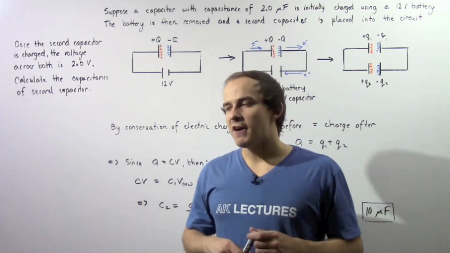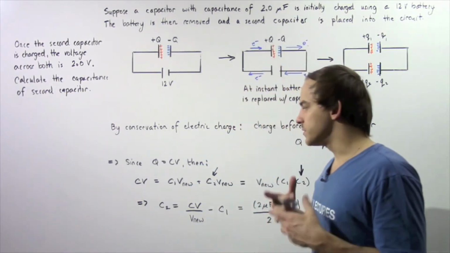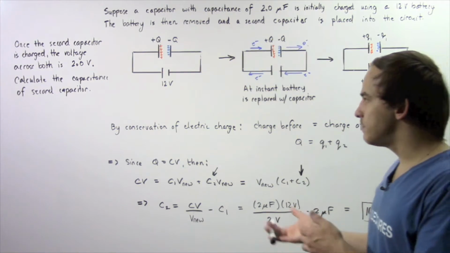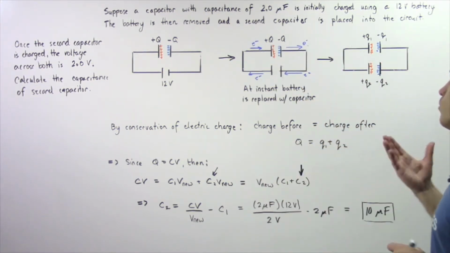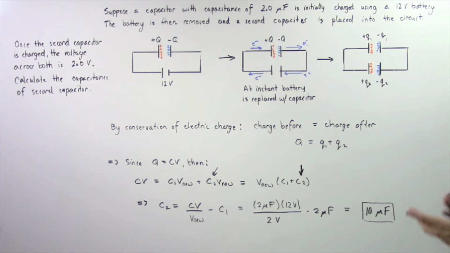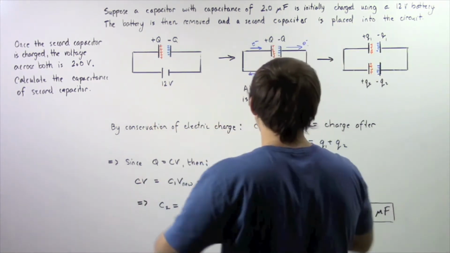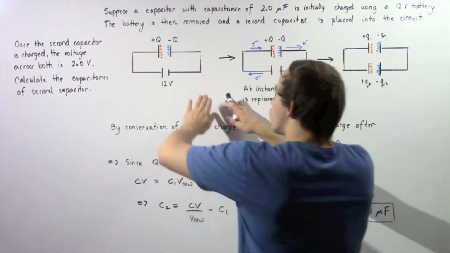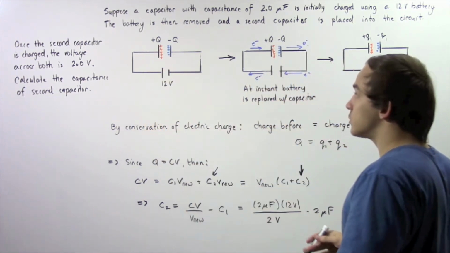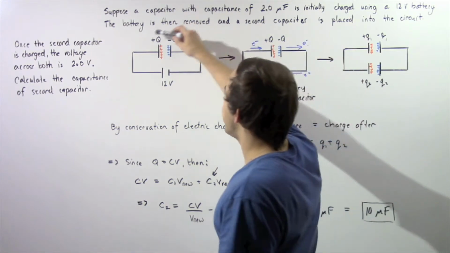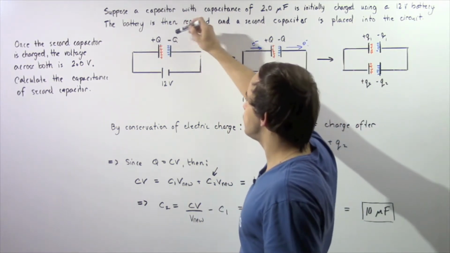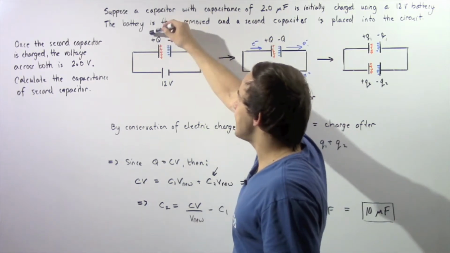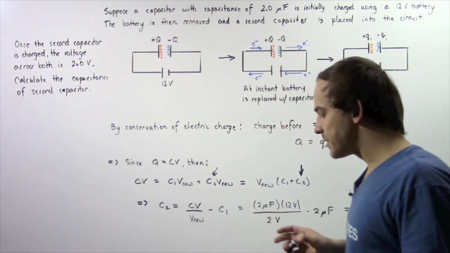So let's examine the following example in which we're going to deal with electric circuits and capacitors. Suppose a capacitor with a capacitance of 2 microfarads is initially charged using a 12-volt battery. So that is described in the following diagram. We have our 12-volt battery that essentially charges our plate as shown in the following region. So this plate gains a negative Q charge and this plate gains a positive Q charge.